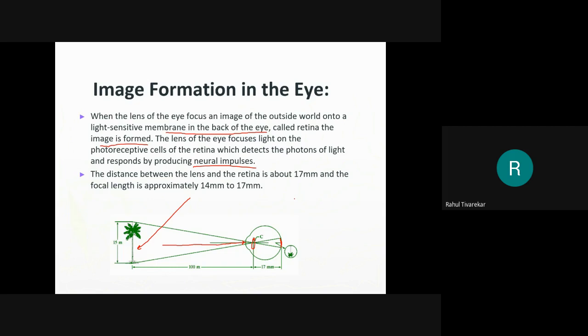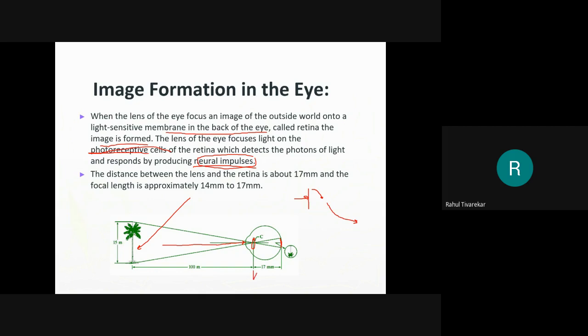The light will be incident on that retina, and the retina is kind of a photoreceptive element. It has photoreceptive cells which will generate some kind of neural impulses, and those impulses will be transmitted through the neurons to the brain. The distance between the lens and the retina is about 17 millimeter.